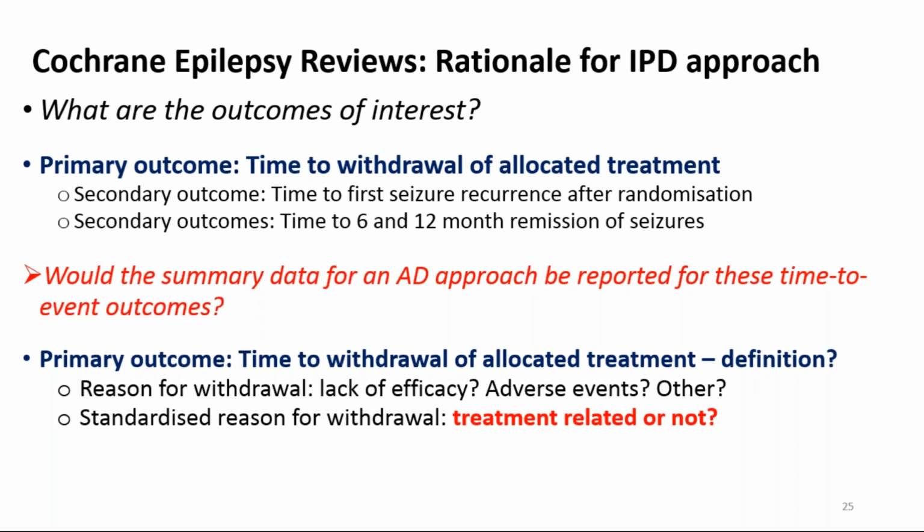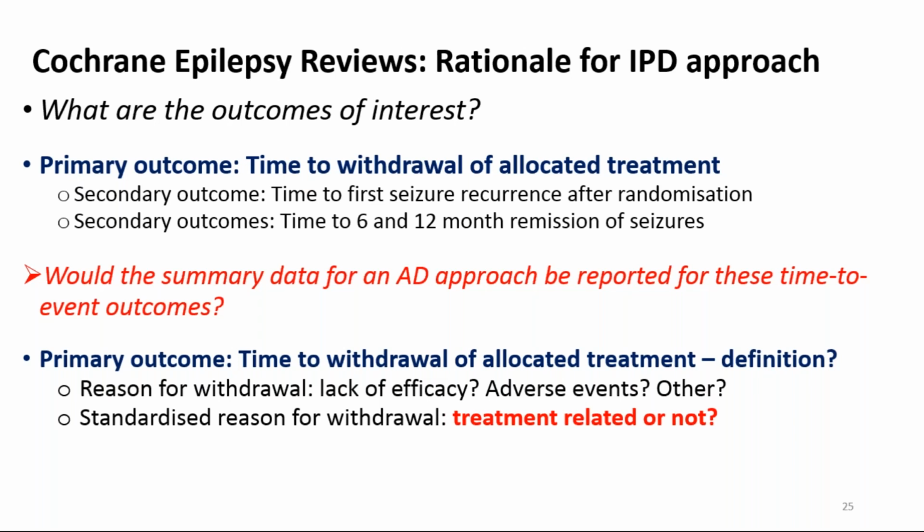But what we're really interested in our analysis is whether the reason for withdrawal from a treatment is treatment related or not. So for example, we would class someone withdrawing because they're still having seizures or having side effects to be related to that drug, whereas somebody who moves house, leaves the trial and is lost to follow-up would not be treatment related. But the individual studies don't necessarily have the same definition as us.